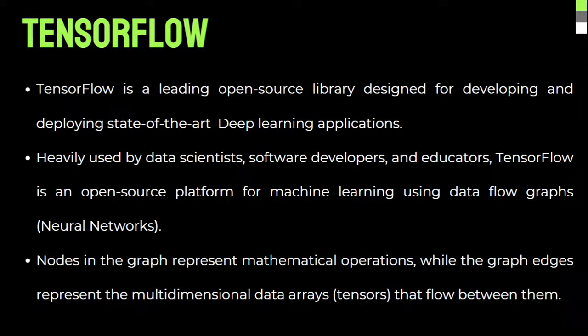What is a data flow graph? Actually, they are talking about neural networks. So you are performing machine learning, but taking the same principles and applying them differently here. The nodes in the graph represent mathematical operations, while the graph edges represent the multidimensional data arrays, tensors, that flow between them, the values.